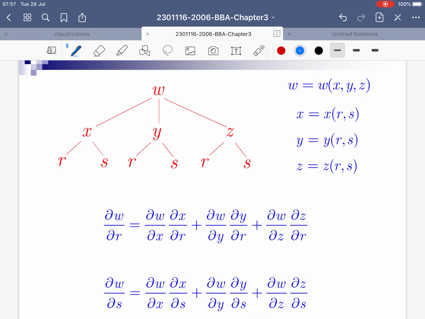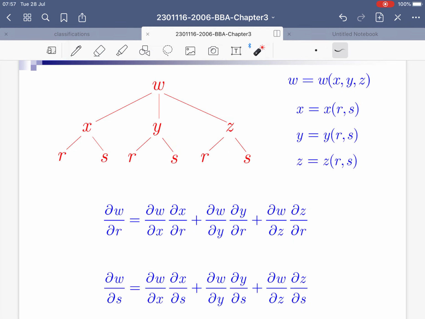What if, instead of 2 variables at the beginning, you got 3 variables dependent? So w depends on your x, y, and z. Your x depends on another 2 variables, r and s. Your y also r and s. Your z also r and s. If you use the same idea, to reach the r you need to go through the first contribution along the x, the second along the y, and the third one along the z. So you are going to use 3 terms added. You just have more contributions, that's it.